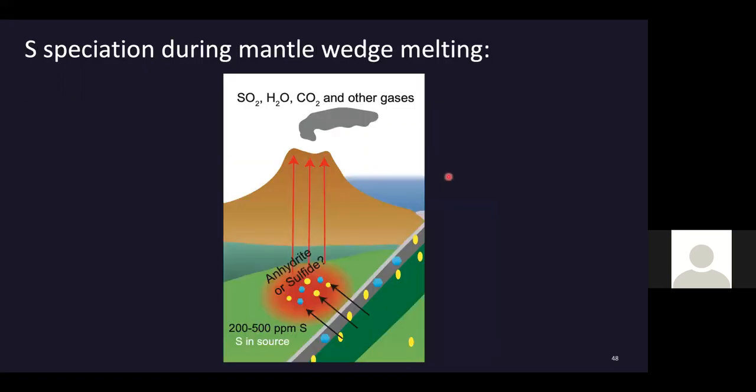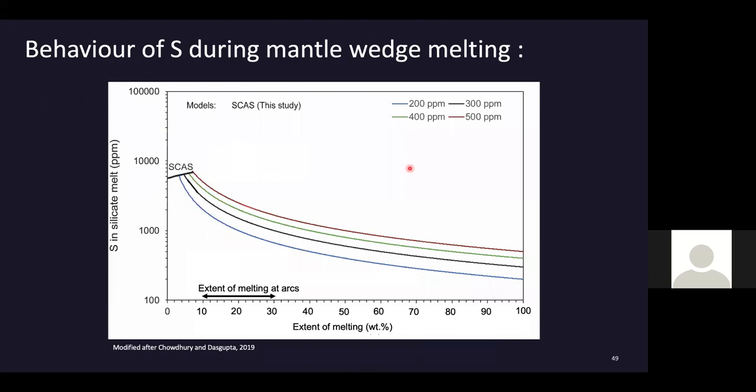With our brand new parameterization, we are going to look at whether the speciation in the mantle wedge is sulfide or sulfate. This is particularly interesting because when we look at this plot, we have sulfur in the silicate melt on the y-axis and the extent of melting on the x-axis. This plot helps us to understand which sulfur species can be dominant during mantle wedge melting.